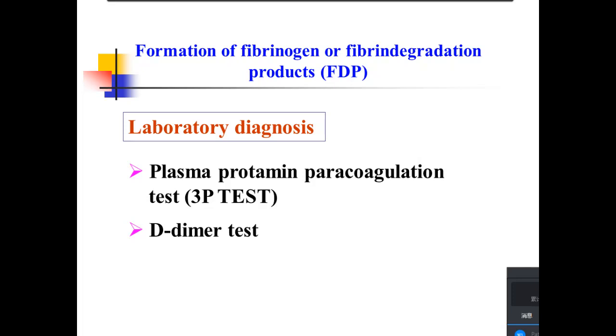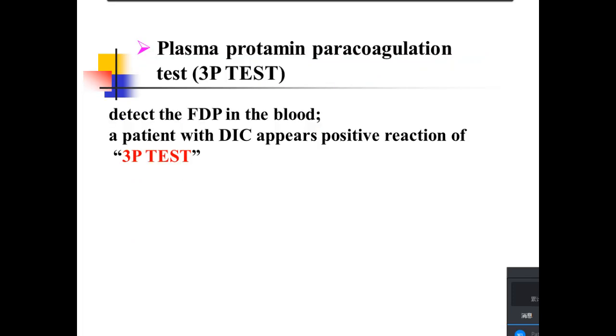Now, laboratory diagnosis: the 3P test and the D-dimer test. The D-dimer test we have learned. Now, the 3P test. What is the 3P test? Plasma protamine paracoagulation test. It can detect FDP in the blood. Now, a patient with DIC shows a positive reaction on the 3P test.